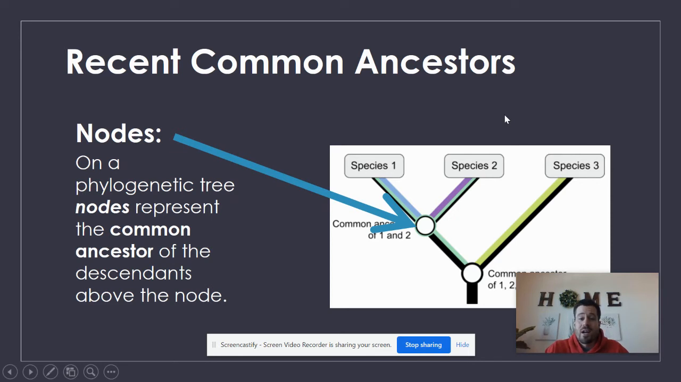What is a recent common ancestor? Okay, so over here to the right, we have a phylogenetic tree, and there's this circle. That's a node. A node is a recent common ancestor. So if you have species 1 and species 2, you go backwards in time down the tree, the node is where they diverged, right, into different species. So the node is their recent common ancestor.